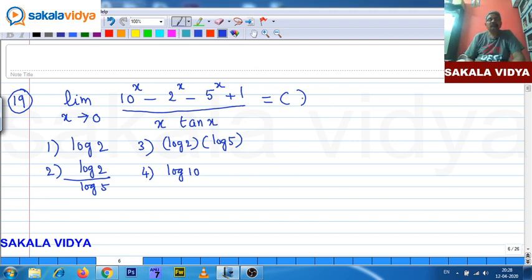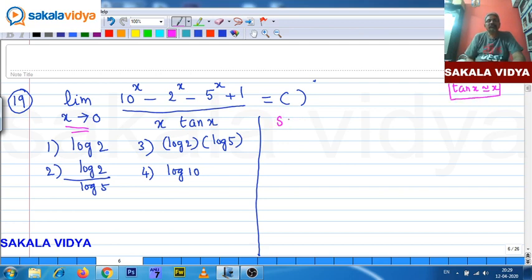L'Hospital's rule we can also apply, and there is an easy method also. Let us see what we shall do here. Now the limit x tends to 0, 10 power x minus 2 power x minus 5 power x plus 1 by x tan x. As x approaches 0, let us have a plan here. This tan x is approximately equal to x, we can write. This is the first step we can do.